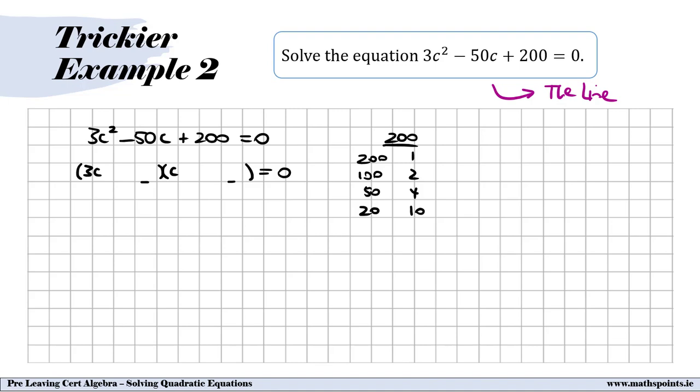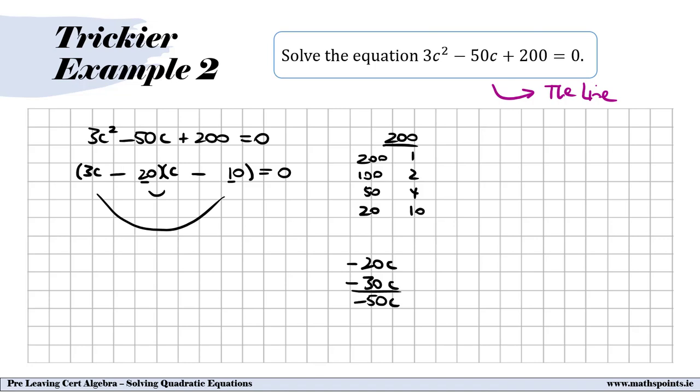So I put a 20 in the first bracket and a 10 in the second bracket, and then try my 3 steps to factorization to see if those indeed are the two numbers that work. So 3c times c is 3c squared, that's fine. 20 times 10 is 200, that's fine. The product of the inner is 20c, and the product of the outer is 30c, and I have to see, can they combine to give me minus 50c? If I have minus 20 and minus 30, they can give me minus 50. So I put in a minus and a minus.